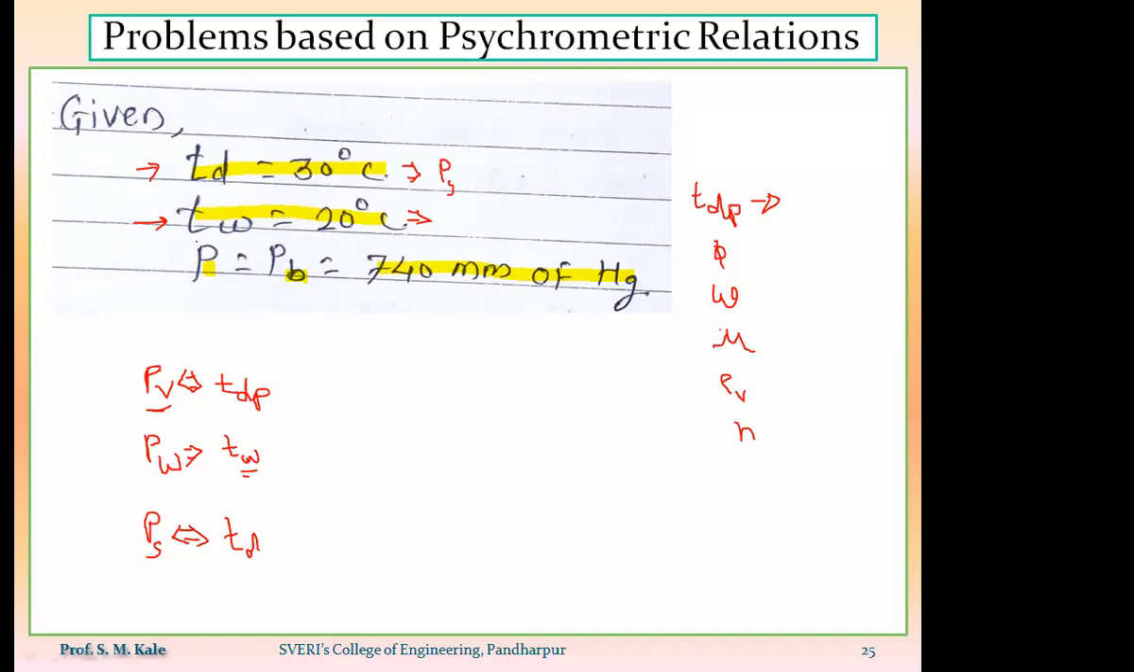And here TW, the corresponding value of pressure will be called PW. That will be equal to PW. Now here dry bulb temperature is 30 degree centigrade, wet bulb temperature is 20 degree centigrade. So by using the steam table, I will get the value of PS and the value of PW. How I will get that value, I will tell you.